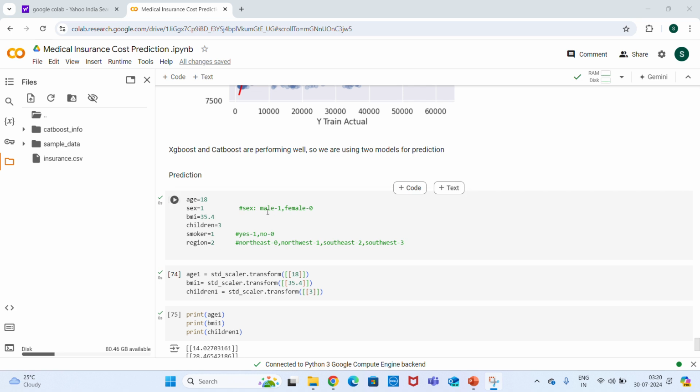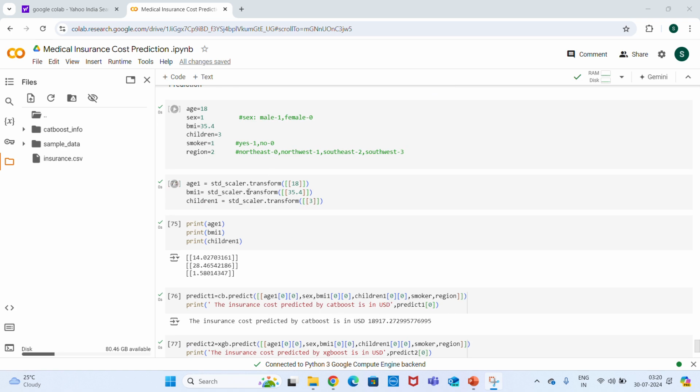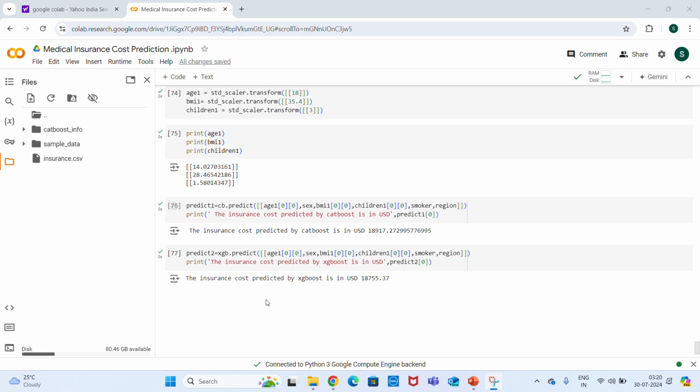So here the input data is taken: age, sex, BMI, children, smoker, region. If male, then it should take 1; female equals 0. The same goes with this. And feature scaling for new data. The new patient's age, BMI, and children features are scaled. After that, prediction. The prediction here is performed for both CatBoost and XGBoost models. The insurance cost is predicted using both the CatBoost and XGBoost models, and the results are printed.